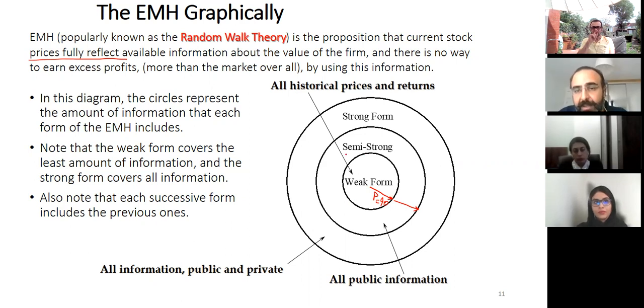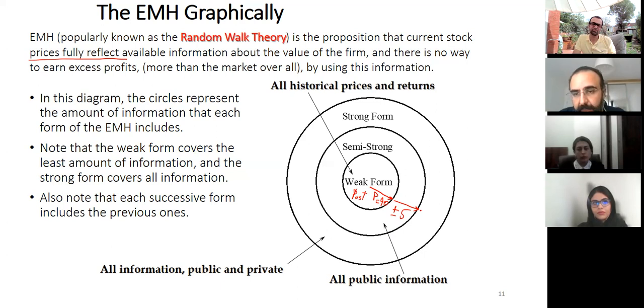Whereas if the market is semi-strong, it is not only the past information that is incorporated into the price, but it might go up or down by, for example, 5, because past and present available information are incorporated into the price.